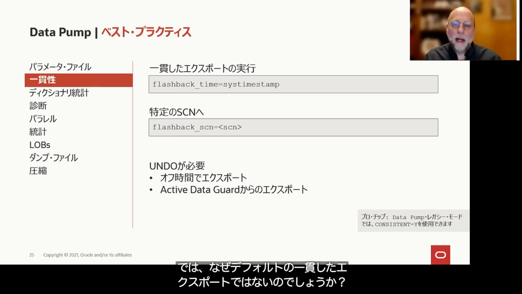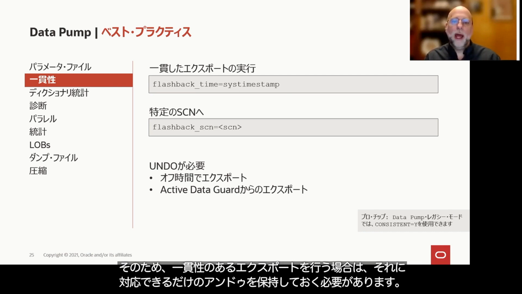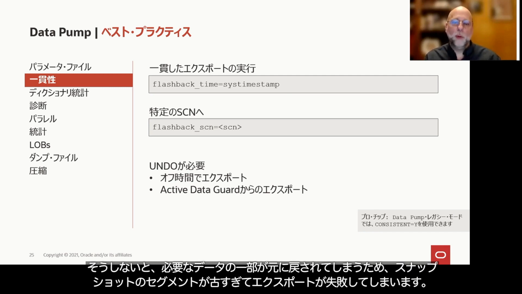Now, why isn't a consistent export the default? Well, the reason is that when we perform a consistent export, we have to retain undo for the duration of the export, and sometimes that could be for hours. So when you're going to do a consistent export, make sure that you have enough undo retention to handle that. Otherwise, the export will end up failing with snapshot too old, as some of the data we need gets aged out of your undo retention.